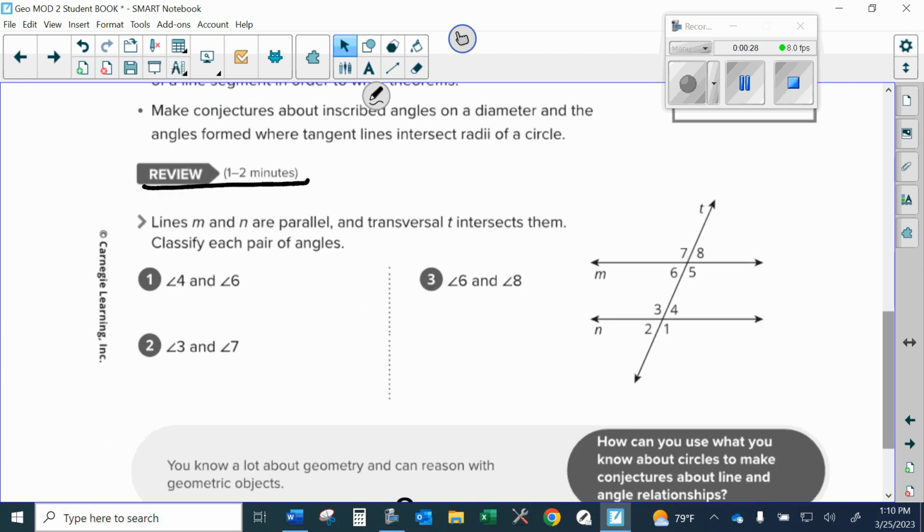Let's see what you can remember from 8th grade geometry, or earlier in the year when we reviewed this. Go ahead and pause the video, answer what you can there, and then I will fill in the answers for you.